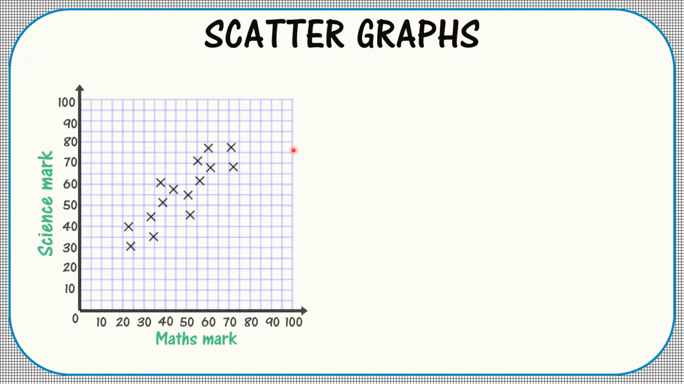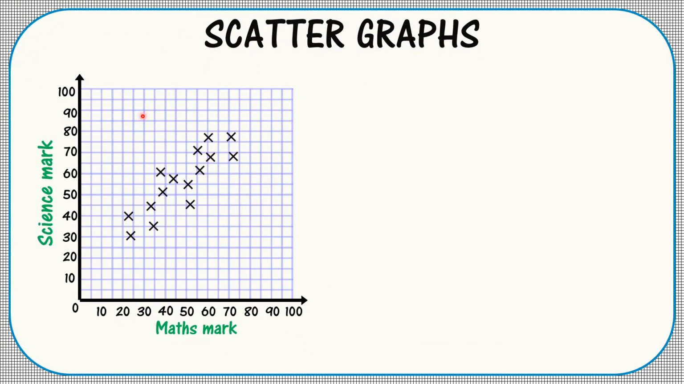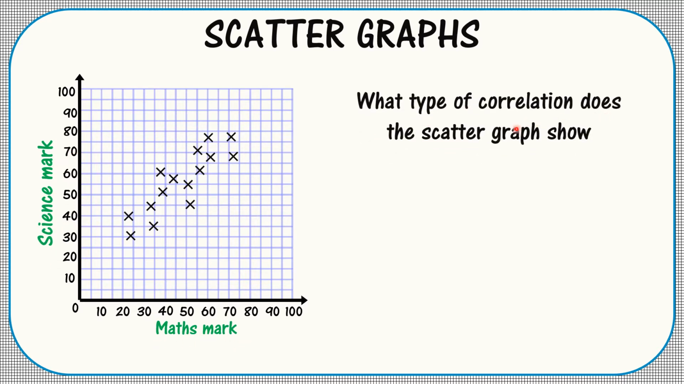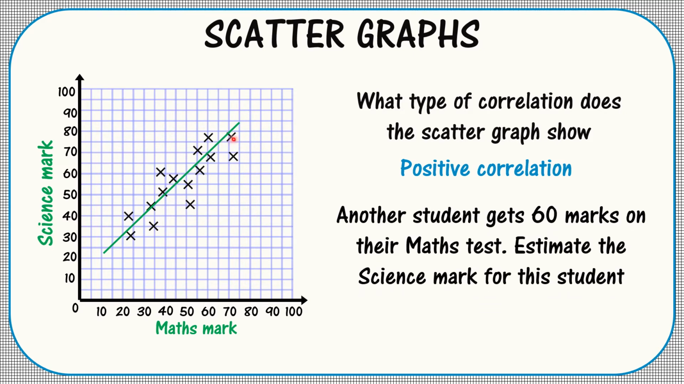Let's go through another example. We have been given this scatter graph which is comparing math mark against a student's science mark. What type of correlation does the scatter graph show? As you can see, as the math mark increases, the science mark increases as well. Therefore, we would say that this has positive correlation. As you can see from the line of best fit, it is also on an incline. Therefore, this is another indication that this is positive correlation.